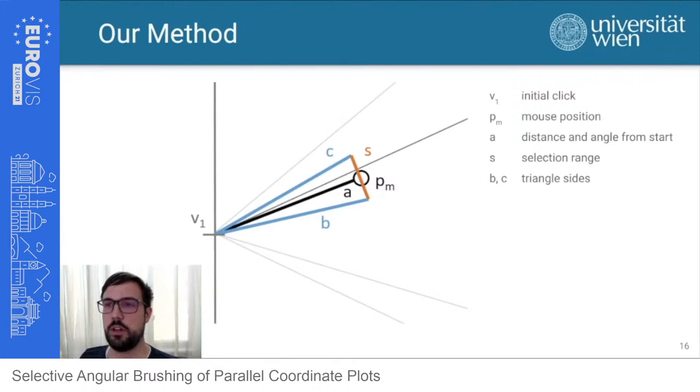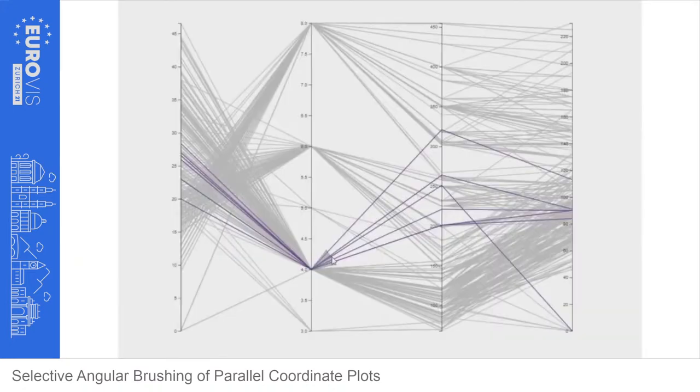This selection is achieved by computing vector A between the initial click position on the axis and the current location of the mouse cursor. The range of the selection, shown here as S, extends perpendicularly to both sides of vector A, with the mouse's position as its center. The length of S is inversely proportional to vector A's length, thus making it shorter the further the mouse moves from the initial click. We color the triangle bound by S, B, and C as a visual guide to show the current selection. The following short clip shows the selection method in action.